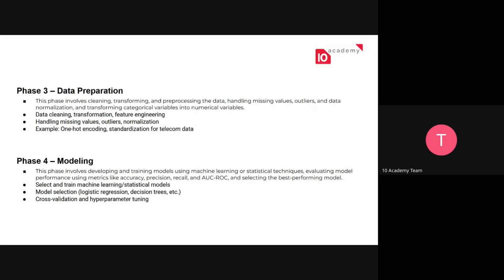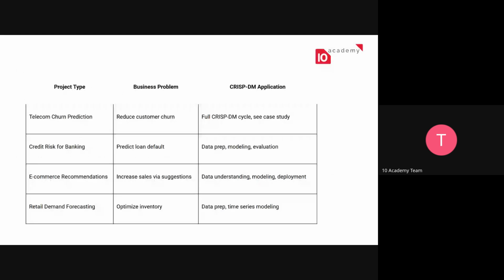Yeah, so now let's see, the phases were the data preparation, the modeling, the evaluation, the deployment, right? What type of projects? Like I was saying, we might prefer different types of machine learning models for different scenarios, and what could be the different business projects and what CRISP-DM applications.